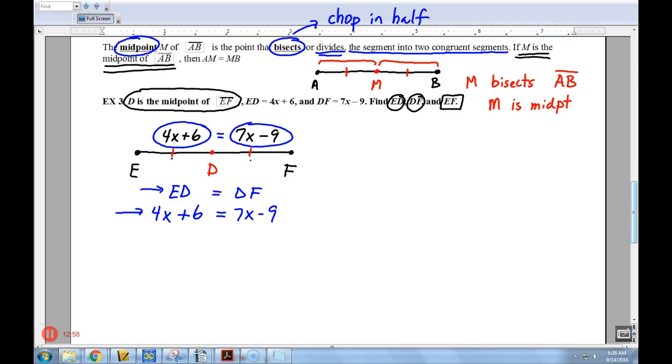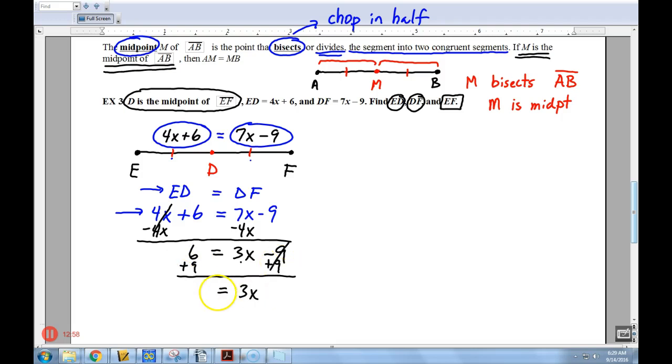And I'm going to start solving on it. So I'm going to attack x terms first. I'm going to go after the smaller x. So I'm going to go minus 4x, minus 4x. And I end up with 6 equals 3x minus 9. And since I've got my x's on the right, I need to get all my numbers to the left. So I'm going to add 9, and I get 3x equals 15. And 3 times what is 15, or divide both sides by 3, and I get x equals 5.